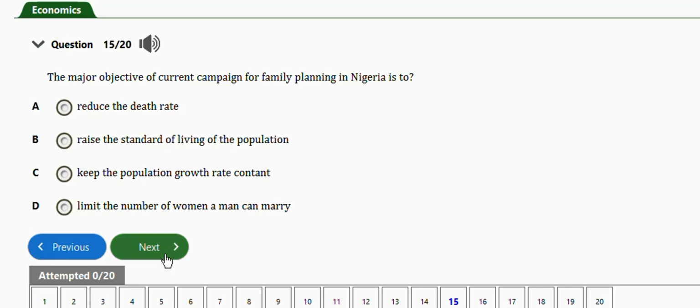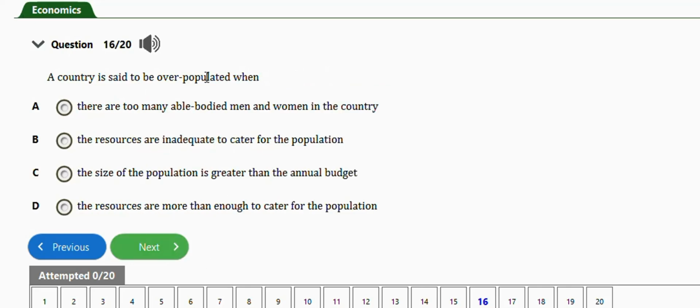Next question. It says a country is said to be overpopulated when there are too many able-bodied men and women in the country, resources are inadequate to cater for the population, the size of the population is greater than the annual budget, the resources are more than enough to cater for the population. The right answer is option B, when the resources are inadequate to cater for the population.